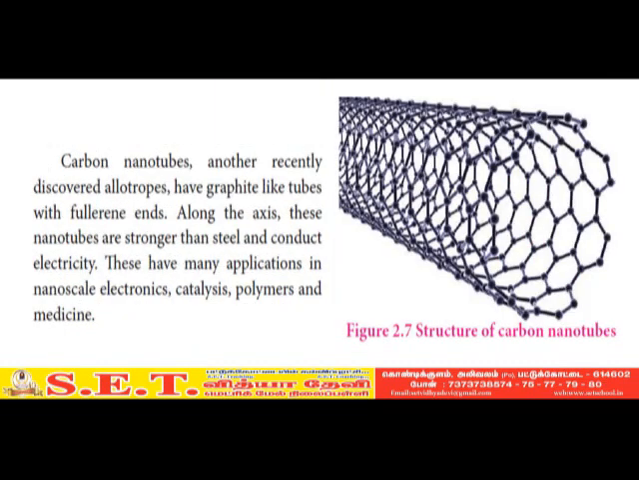Carbon nanotubes are another kind of allotrope, recently discovered. These allotropes have graphite-like tubes, with fullerene-like ends.